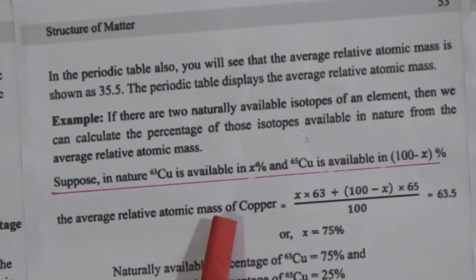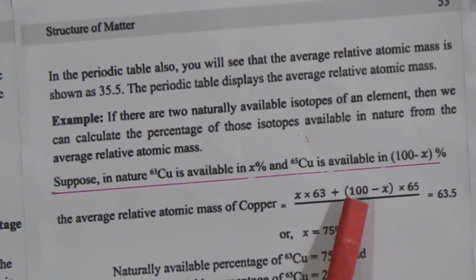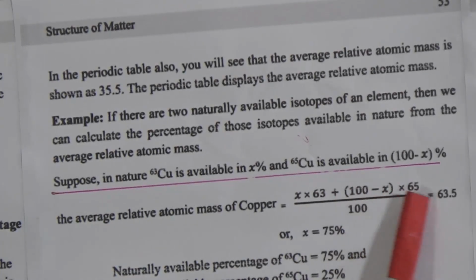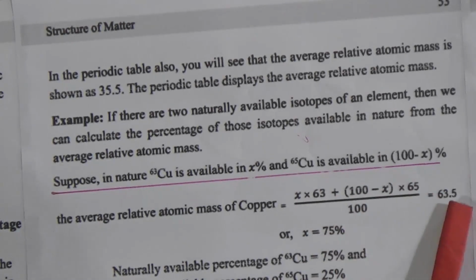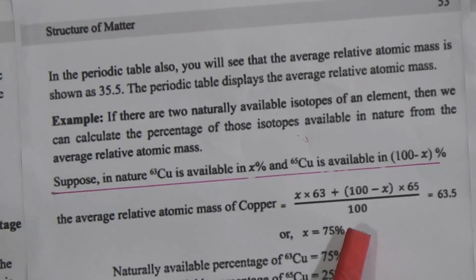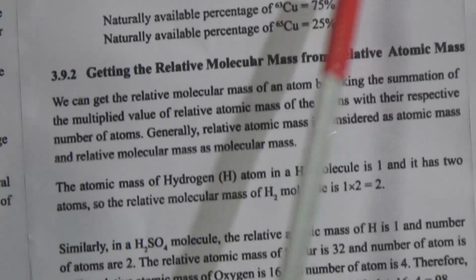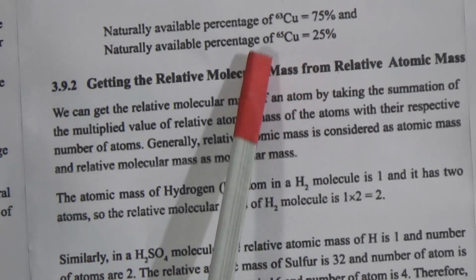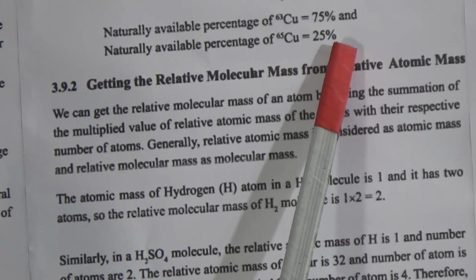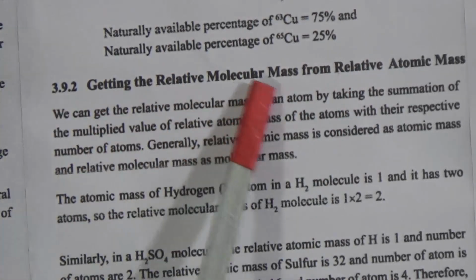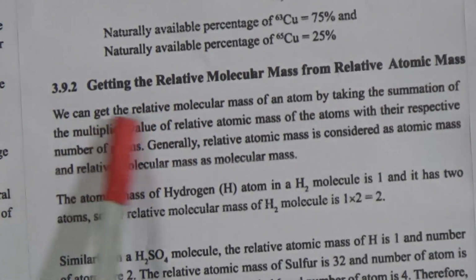Then the average relative atomic mass of copper is equal to (X × 63 + (100 − X) × 65) divided by 100. We know copper's relative atomic mass is 63.5. Then we get the value of X by using algebra, 75.5. The naturally available percentage of copper-63 is 75%, and if we subtract this 75%, we get that copper-65 is available 25%.